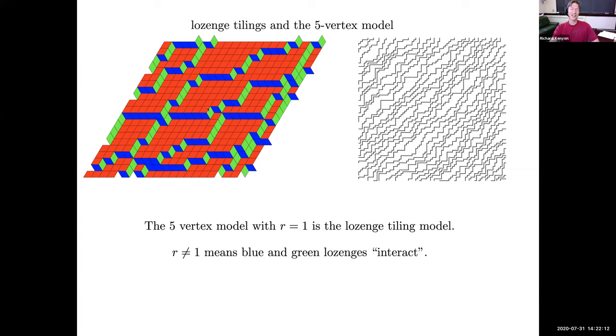Either way you draw it, like a lozenge tiling or like this lattice path, I'm going to be drawing it like this lattice path, but it's really an equivalent model when R equals one. When R is not equal to one, you can think of this as a way to make the blue and green lozenges interact. If R is bigger than one, then you get an extra weight when the blue and green are next to each other. And if R is less than one, they don't like to be next to each other, if you like. So you have fewer corners. Okay, is that all right?